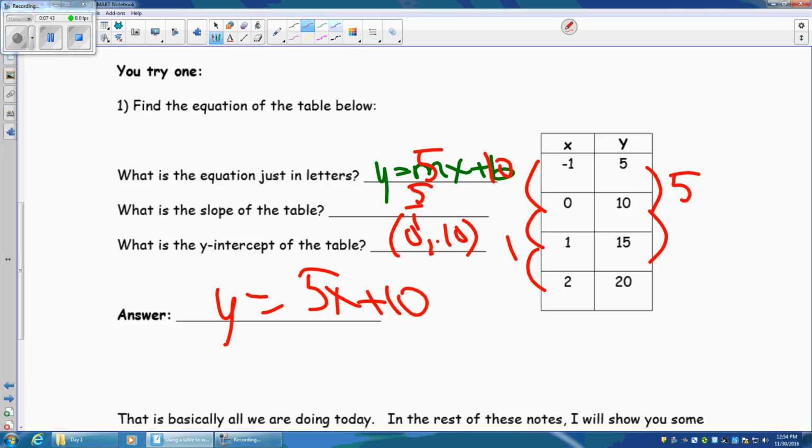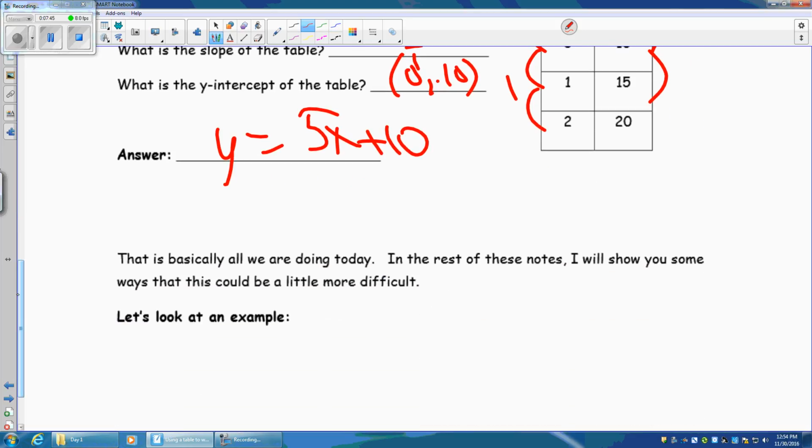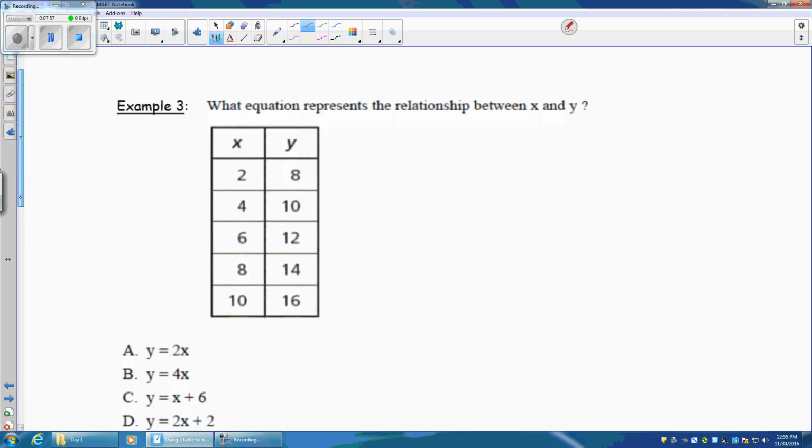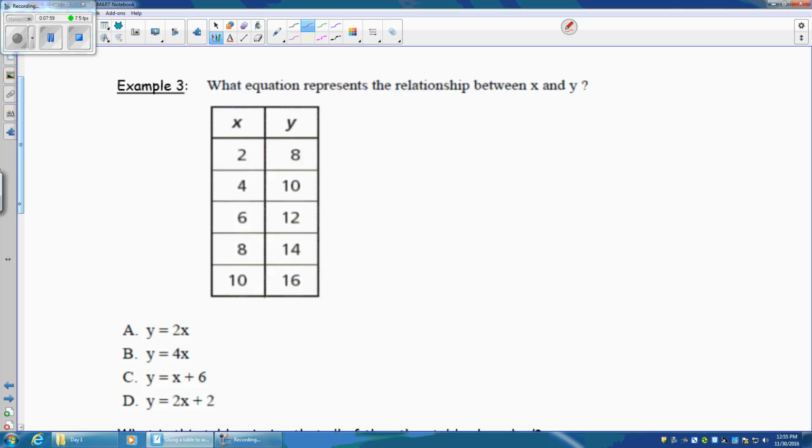All right, so that's really all we're going to be doing today, and honestly all of tomorrow. But I'm just going to try to make it a little bit more difficult each time I give you an example, because they are going to make you do more difficult ones. So let's take a look at this guy right here. Example 3. What equation represents the relationship between x and y?